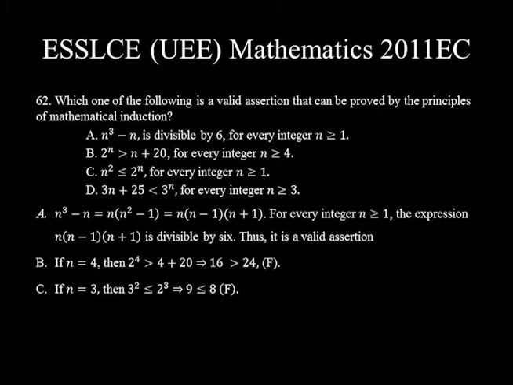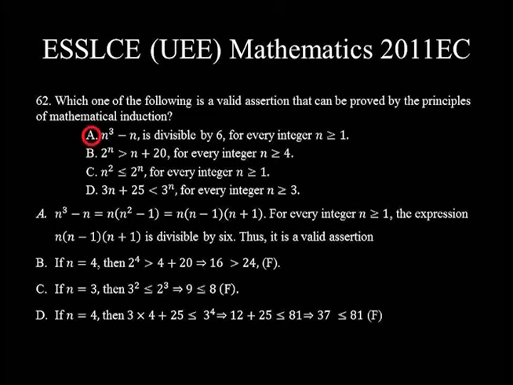Choice D. 3n plus 25 less than 3 to the power of n for every integer n greater than or equal to 3. If n is equal to 4, then 3 times 4 plus 25 less than or equal to 3 to the power of 4. This implies 3 times 4 is 12 plus 25 less than or equal to 3 to the power of 4 is 81. This implies 12 plus 25 is 37, less than or equal to 3 to the power of 4 is 81. This is also false. Therefore, the correct answer is choice A.